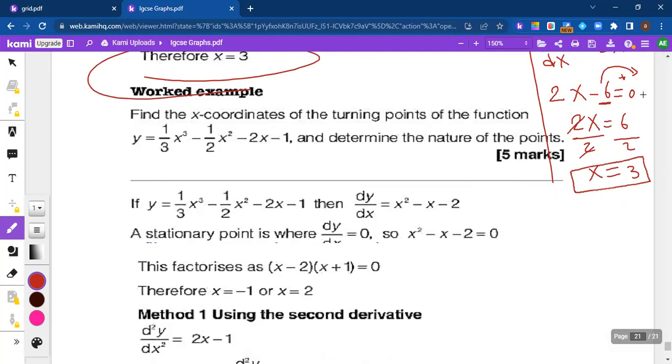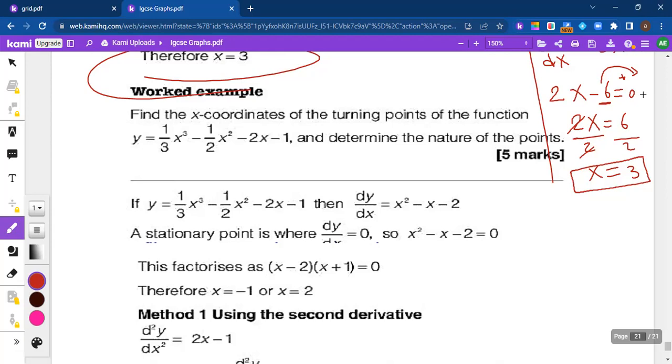Okay. Read, Wahiba. Worked example: find the x coordinates of the turning points of the function y equals 1 over 3 x cubed minus 1 over 2 x squared minus 2x minus 1, and determine the nature of the points.